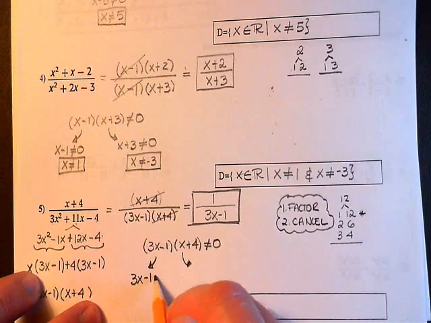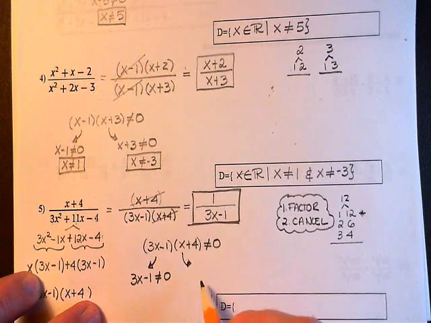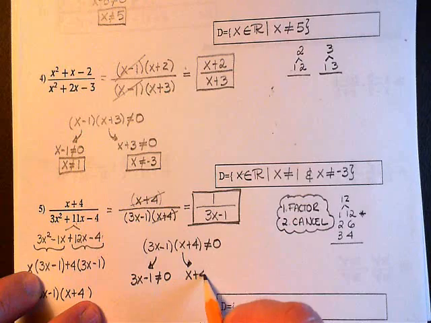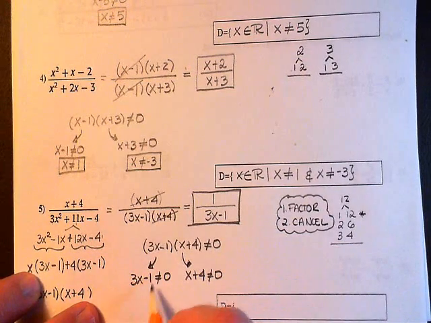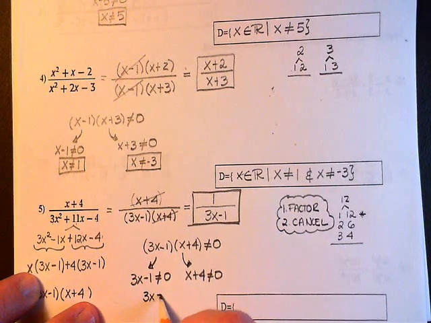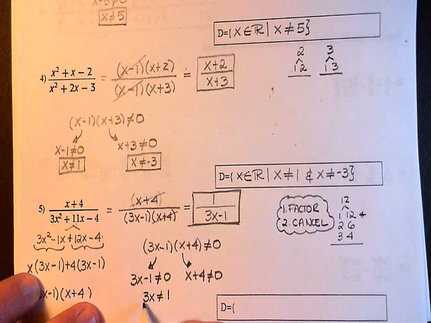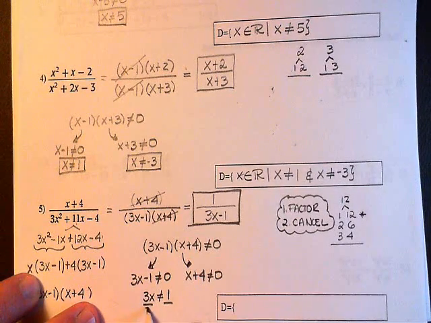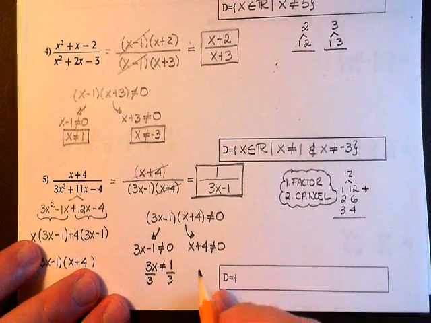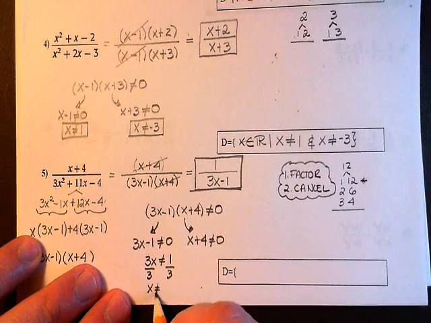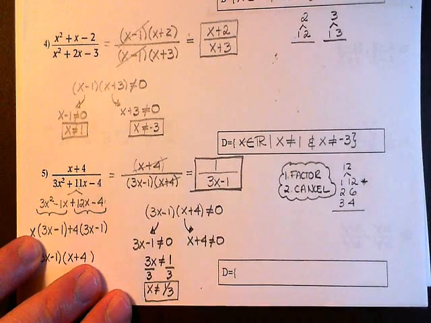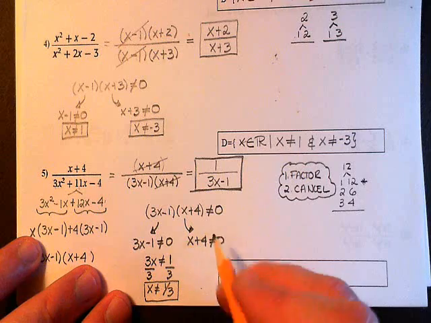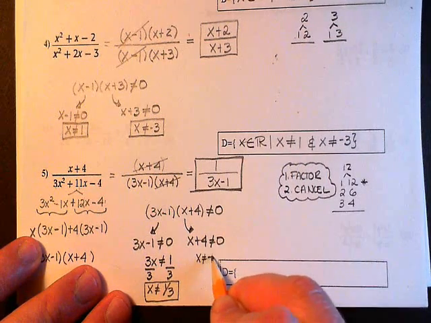3x minus 1 must be different than 0. And x plus 4 must be different than 0. Now all you have to do is solve for x. So move the 1 to the other side, becomes 3x different than positive 1. And I want the x alone, so I'm going to divide it by 3 on both sides. So x must be different than 1/3. That's one of my domain answers. And the other one is I move the 4 to the other side, so x must be different than -4.